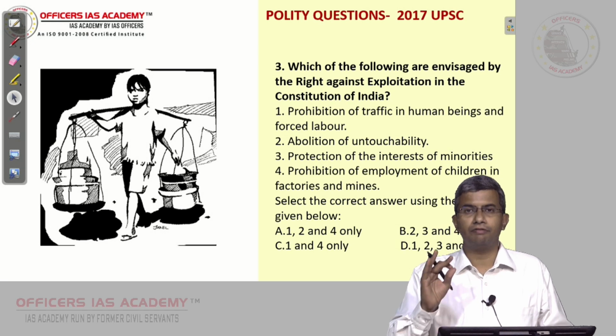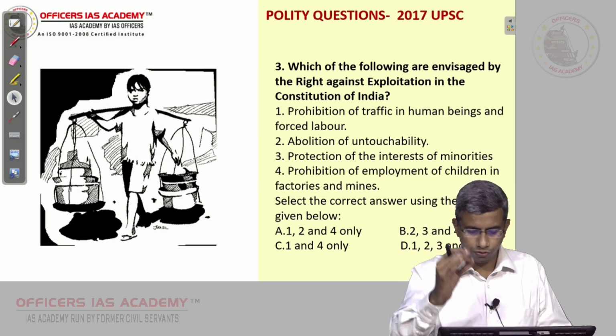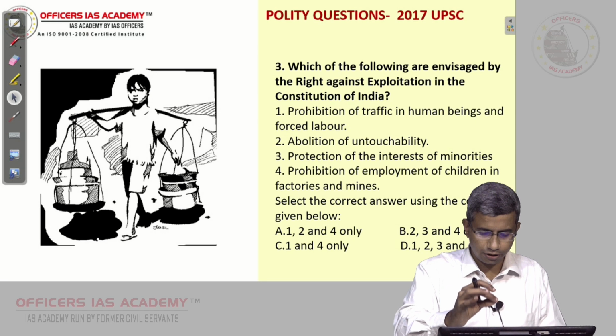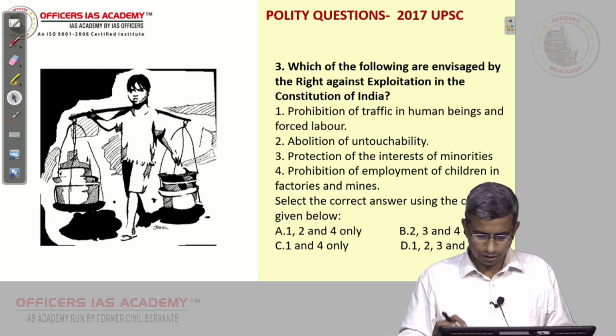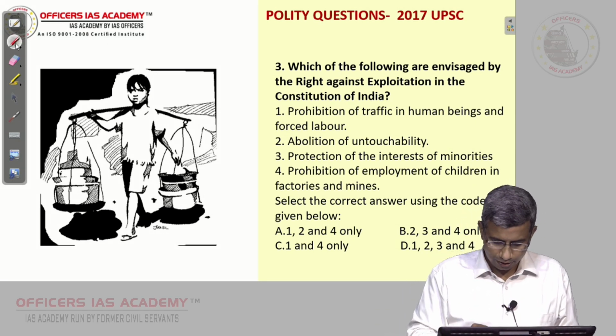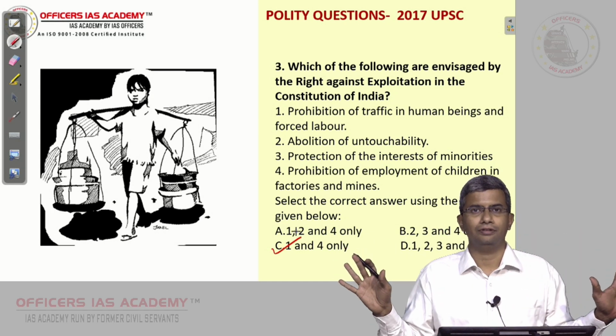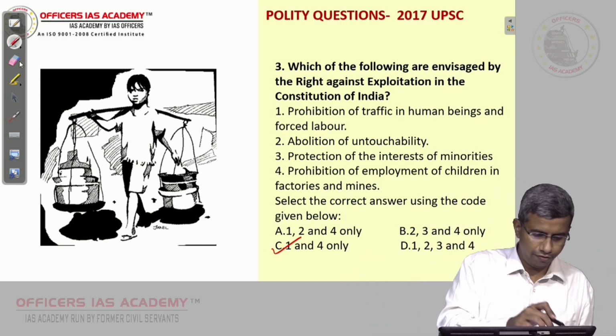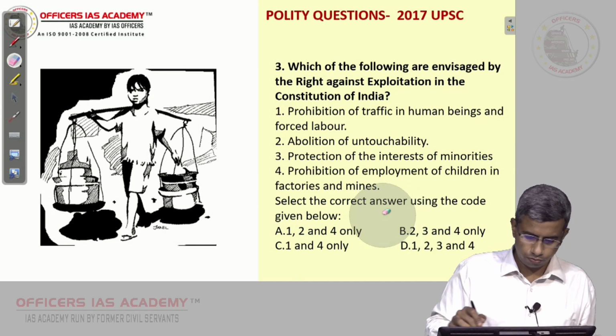Prohibition of employment of children in factories and mines, Article 24. So it is Article 23 and Article 24, which is Statement 1 and Statement 4. So the correct answer for this is C. This is straightforward from the Constitution. Yes? So very, very simple and straightforward question.